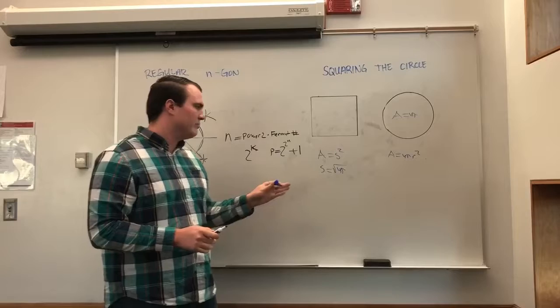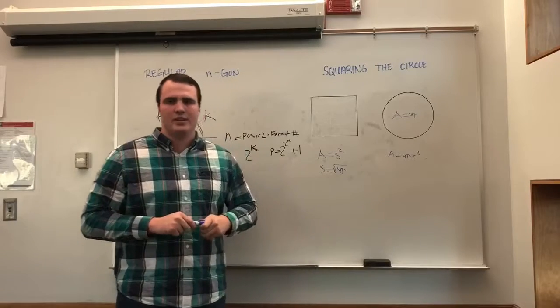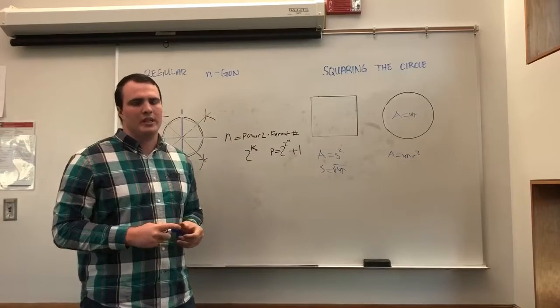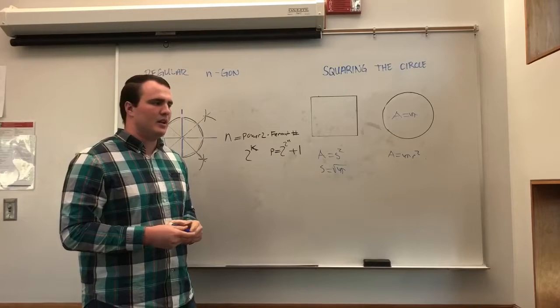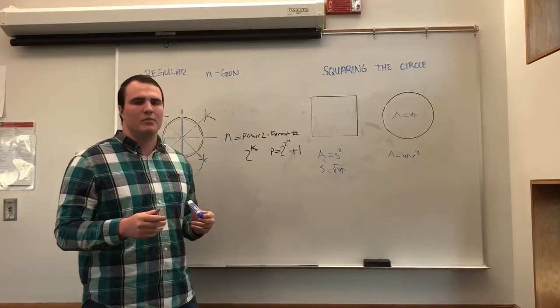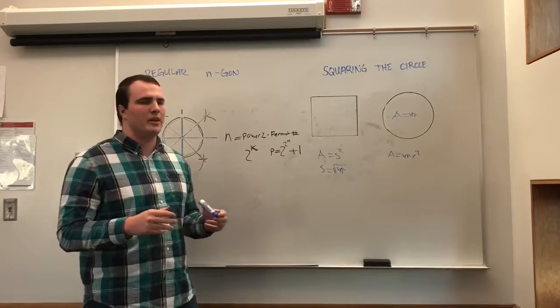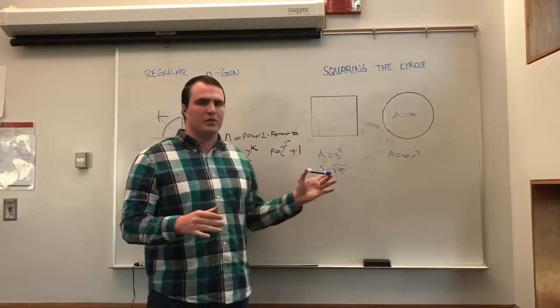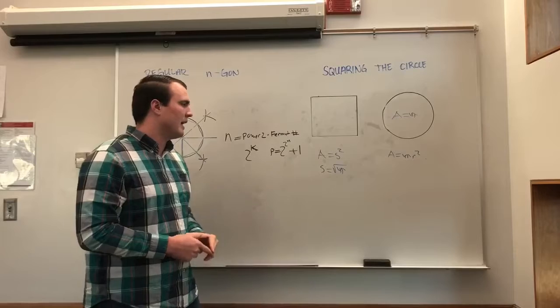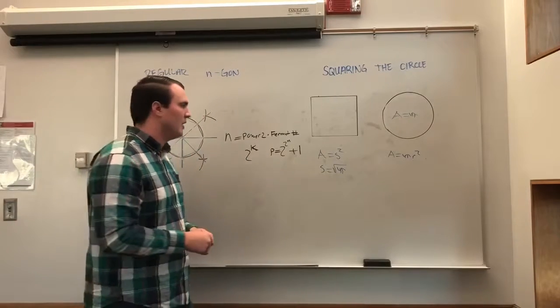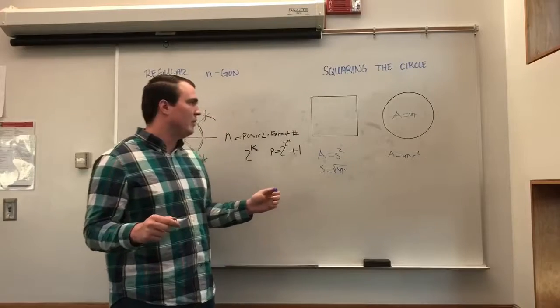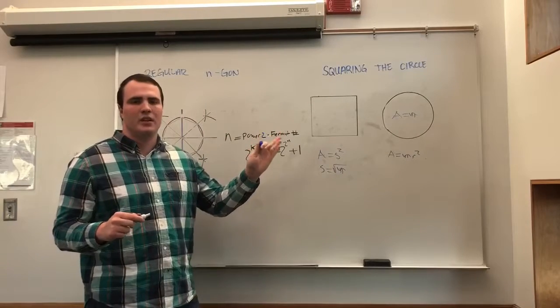But the square root of pi is a transcendental number, which means it's a real number, but it is not a solution to a single variable polynomial with integers for the coefficients. And as it turns out, we cannot construct transcendental numbers. Thus, we cannot square the given area of a circle.